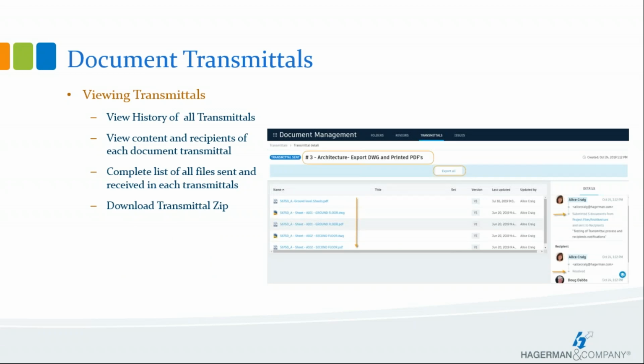By selecting one of the transmittals, you can download the documents contained in the transmittal by selecting Export All, which will generate a zip file. You can view the documents contained within each transmittal, and view the version and date of the last update. You can also select the individual file to open it in the BIM viewer to take a look at the file. The transmittal details on the right of the screen list both the sender and recipient of the transmittal and any associated notes.